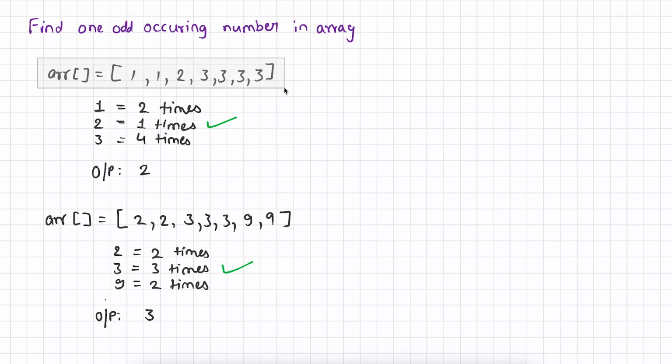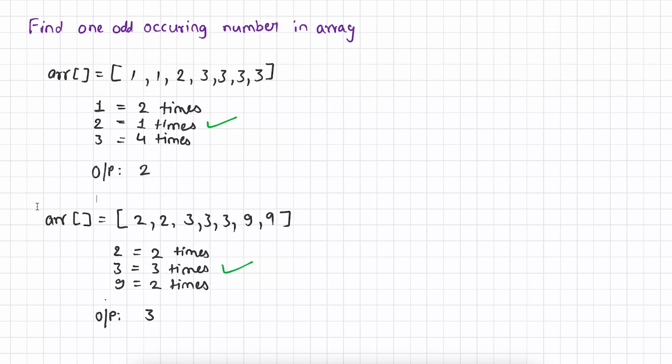Let's say this array contains the elements 1, 1, 2, 3, 3, 3, 3. In this array, 1 appears 2 times, 2 appears 1 time, and 3 appears 4 times. So 1 and 3 appear an even number of times, and there is only one element that appears an odd number of times, and that is 2. So the output of this input is 2.